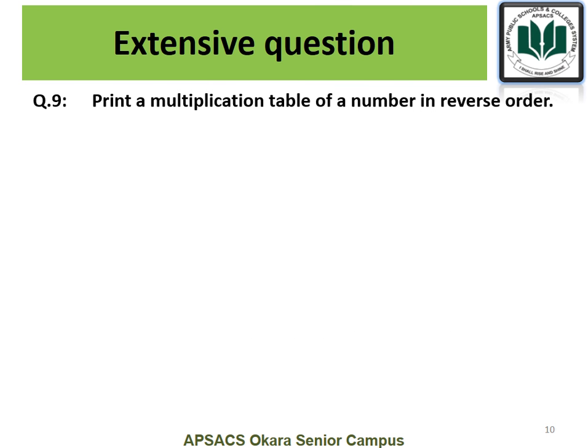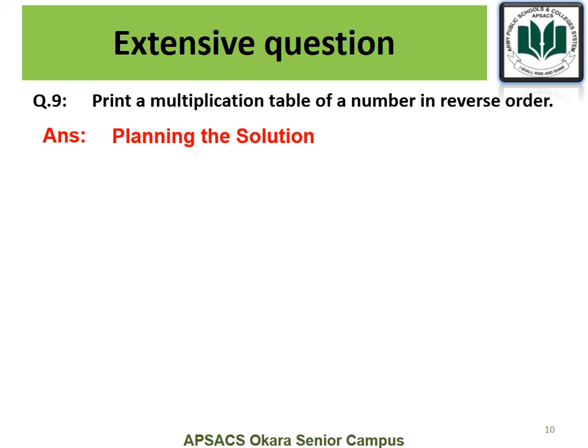Let's start. Print a multiplication table of a number in reverse order. We will be printing a multiplication table of a number in reverse order. Reverse order means the table will be starting from the last value, which is 10. Usually in the table the last multiplication is with 10. So let the number be 5, and we will be starting with 5 multiplied by 10, 50. Then the next step will be 5 multiplied by 9, and the next step will be 5 multiplied by 8, and so on. So reverse order means we will be starting with the higher value, starting with the greater value.